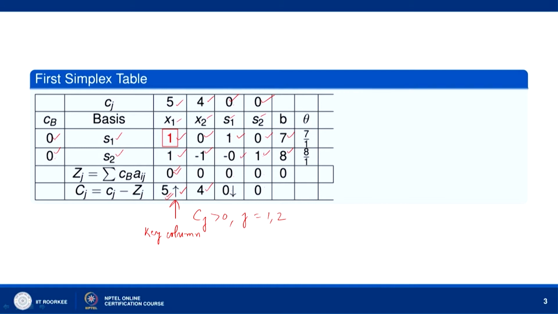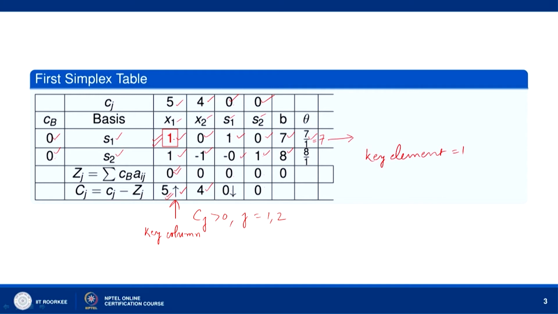Now, let us find the key row. So, we divide the elements of B column by the corresponding elements in the key column. So, 7 by 1 equal to 7 and 8 by 1 equal to 8. Now, we consider the minimum positive ratio. So, this is 7, this is 8, the minimum positive ratio is 7. So, this is our key row. At the intersection of key row and key column we have 1 here, this is the key element. Since it is already 1, we do not have to make it into 1.